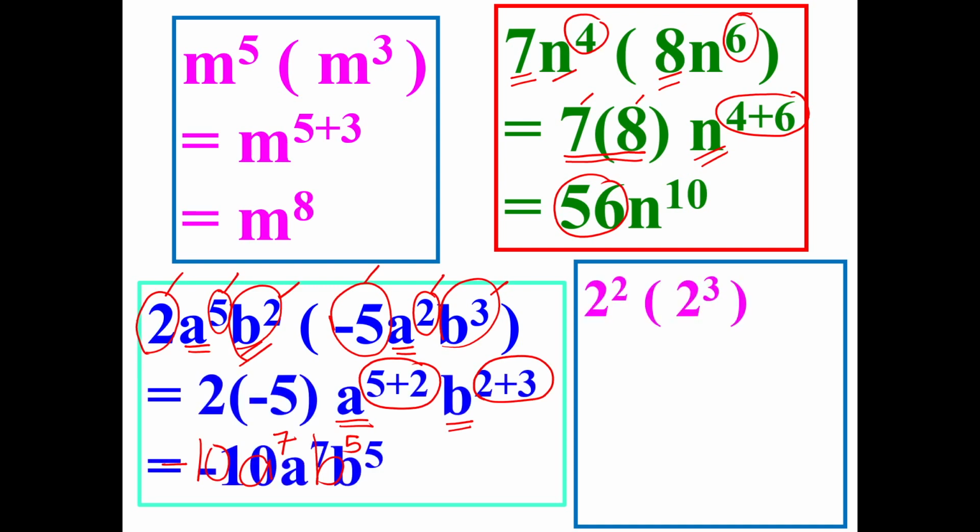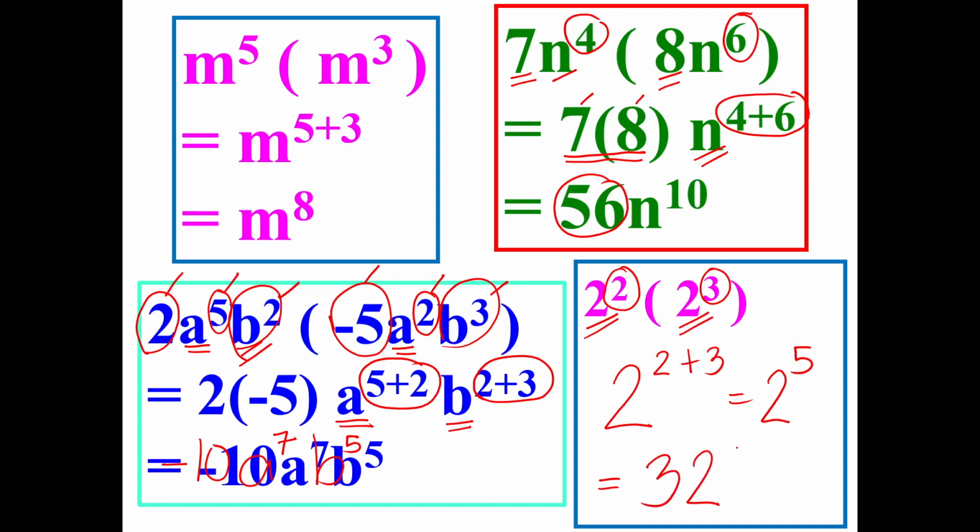Now let's have another example over here. What do you do with this, by the way, Section Noble? Multiply. You copy the base. What's the base? Copy 2. And what will you do with the exponents? You add them. So meaning this is 2 raised to 5. Now what is 2 raised to 5? 2 times 2 times 2 times 2 times 2. That will give us 32.